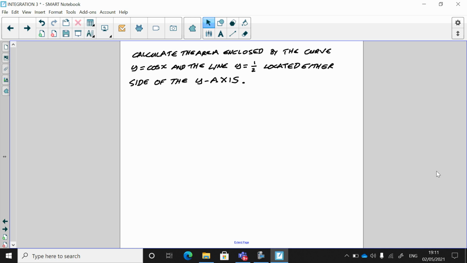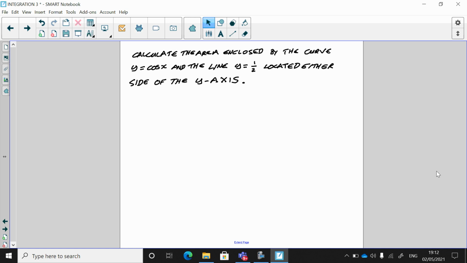So this is the third little part of the integration applications. Again, we're looking at area here. And it looks as if we're going to have a wee picture here because they've given us two curves: y equals a half and y equals cos x. So we're looking at the area enclosed or bounded by them.